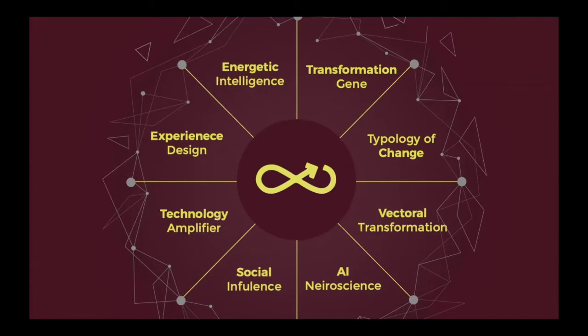Vectoral transformation, I will introduce in a separate slide later. And then it turns into a more sophisticated area, which is called artificial intelligence and neuroscience. It's still quite underdeveloped from my perspective, and there's more to do to understand how our brains work, the neural networks, and how we can make the interfaces between the computer and brain.